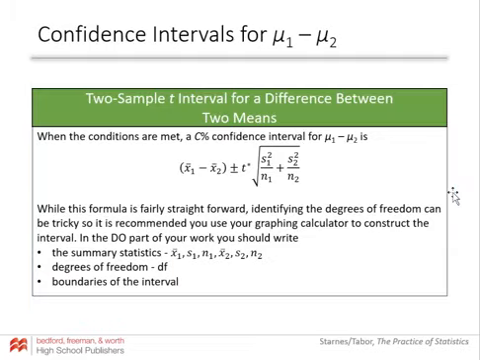And then you just need to write down the summary statistics. Again, it will give you this information on the screen once you find the interval. The degrees of freedom that they write down, you'll find it's a decimal number because they're doing some math that we're not going to get into with combining those sample sizes. And then, like always, the boundaries of the interval.